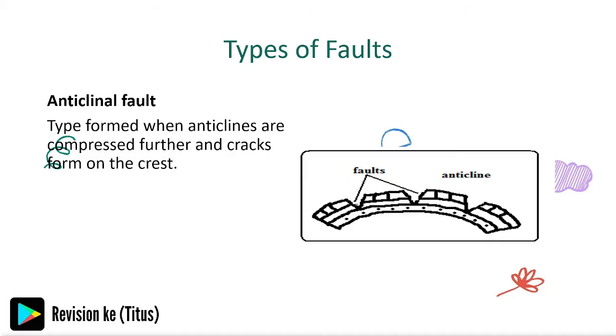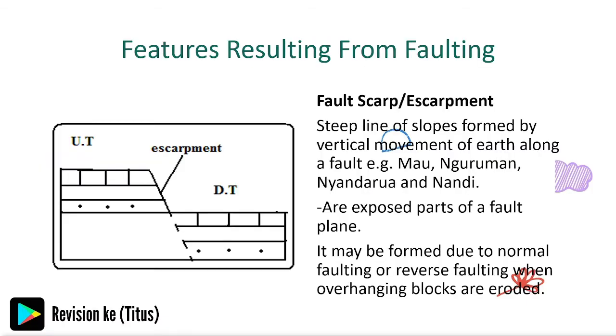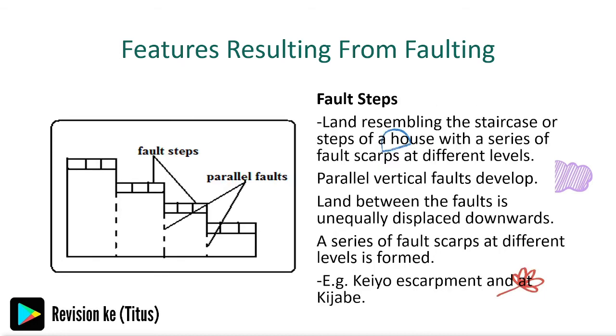And we are now going to look at the features resulting from faulting. These are escarpments, which are steep lines of slopes formed by vertical movements of the earth along a fault. And so these are the exposed parts of the fault plane. If you can review the parts of a fault, you will be able to match that. Number 2, we have fault steps. This is land resembling the staircase or steps of a house with a series of fault scarps at different levels.